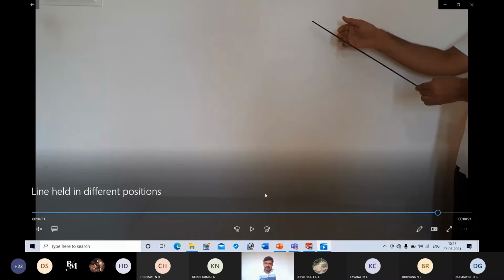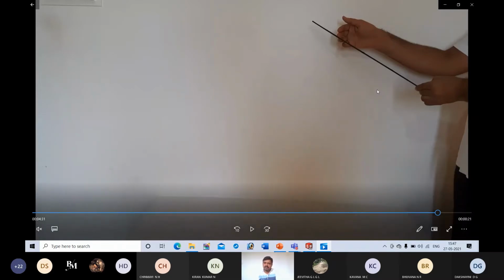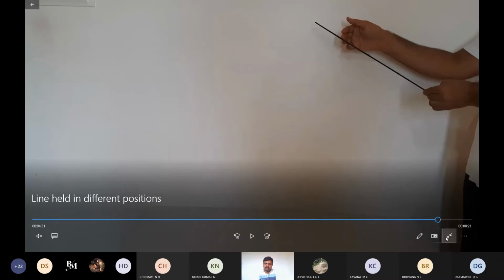Okay, so these things you should remember. You will understand it gradually. Now what you should know is that a line can be kept in different orientations, and we are going to consider a line with its position related to the vertical plane and horizontal plane. So we are going to solve a few problems related to this.